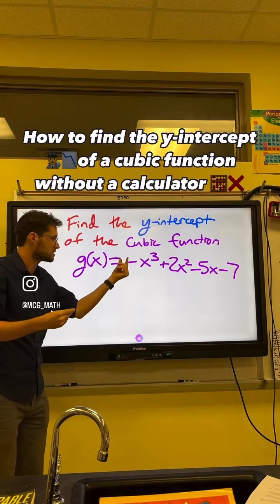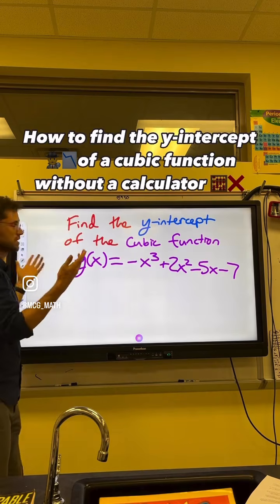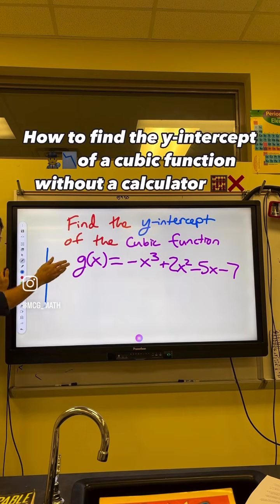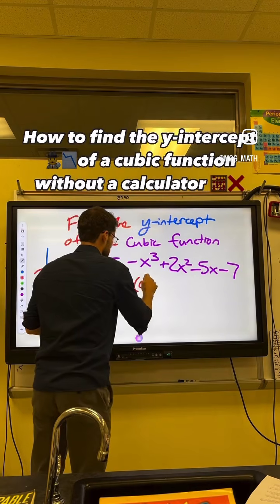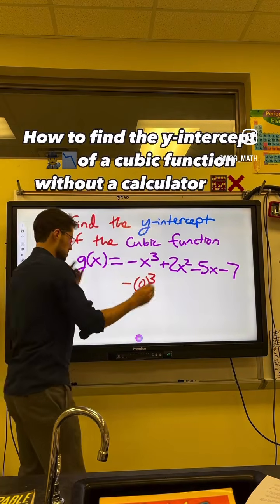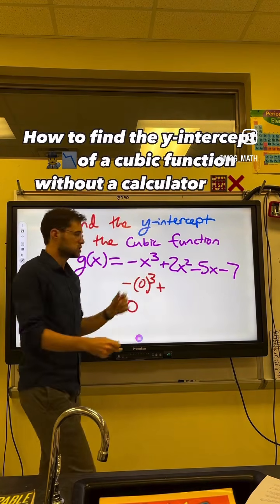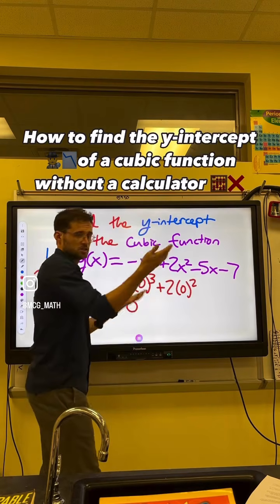So when you input 0 as an x value, because again, the y-intercept is where it crosses the y-axis, where x equals 0, you just plug in 0 for all these x values. That's negative 0 cubed. 0 cubed is 0. Negative 0 is still 0. Plus 2 times 0 squared. 0 squared is 0. 2 times 0 is 0.